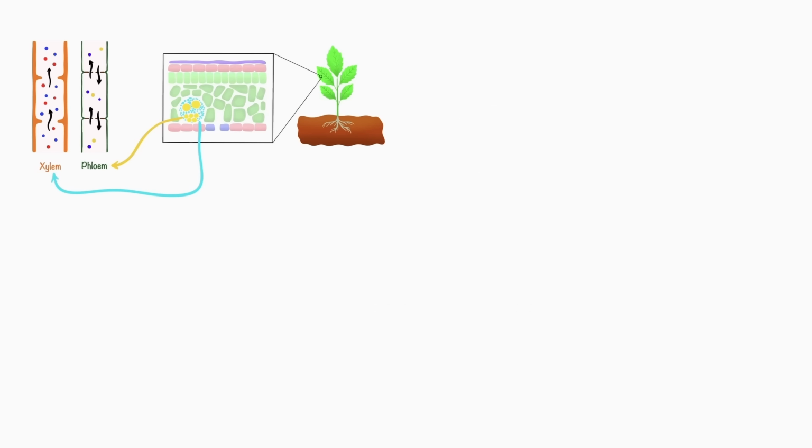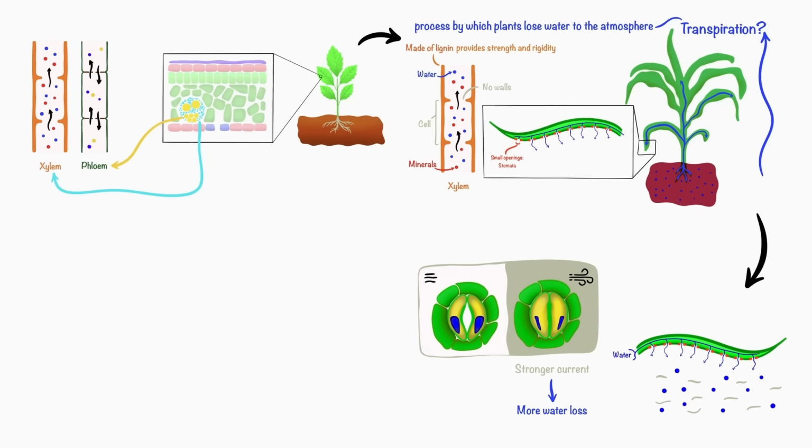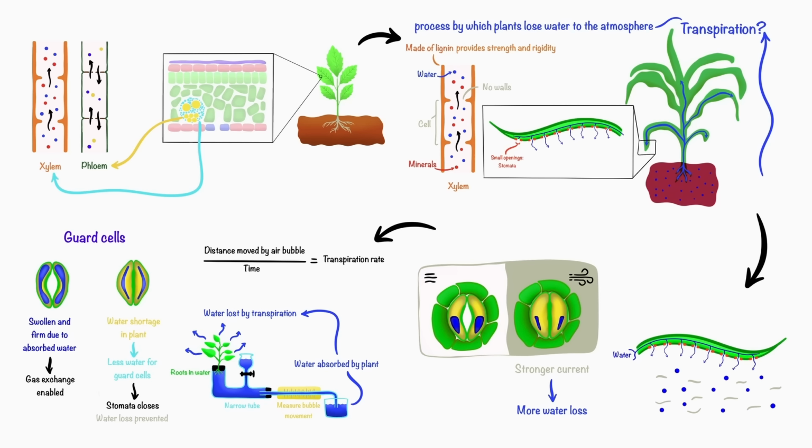Today we're learning about xylem and phloem transport systems, how transpiration drives water movement through plants, how factors like light, temperature, airflow, and humidity affect transpiration rates, and finally, how guard cells control stomata to regulate gas exchange and water loss.